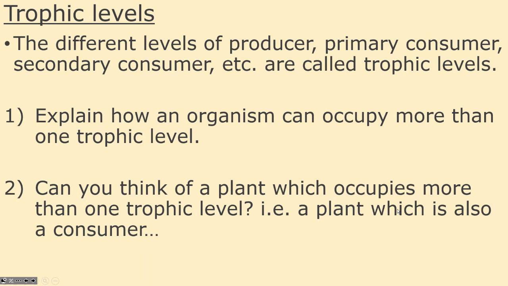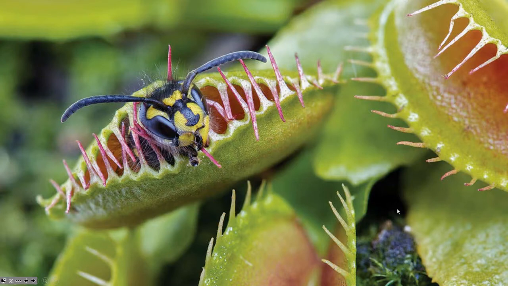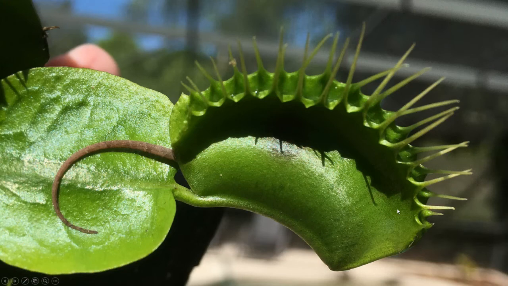Okay, a plant which is also a consumer could be something like a Venus flytrap. So Venus flytraps will do photosynthesis. They will make some of their own food using light from the sun, but they will also trap small insects and use the nutrients from that insect to help them grow. Sometimes they capture even larger creatures. That is a small lizard being caught in that Venus flytrap.